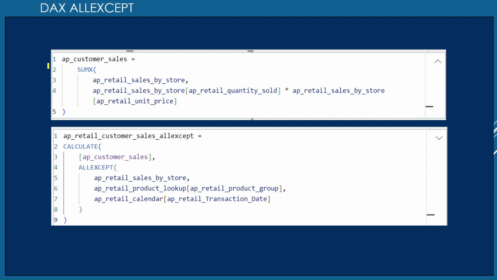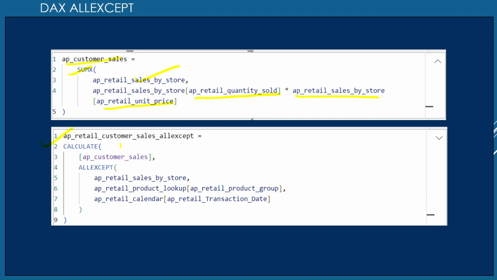Here I am creating one measure, the AP customer sales. It takes the value from AP retail quantities sold and AP retail unit price from the table AP retail sales by store, multiplies them, and gives a scalar value. So total sales is AP retail quantity sold times AP retail unit price, and their sum.